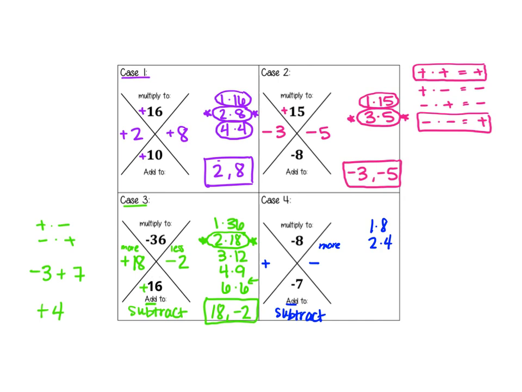Which pair of numbers could make 7? Which ones have a difference of 7? And that would be 1 and 8. So I know I need there to be more negatives this time for the answer to end up being negative. So the 8 is the negative one, and the 1 is my positive number. So positive 1 times negative 8 is negative 8, and positive 1 minus 8 is negative 7, or positive 1 plus negative 8. So the two numbers are 1 and negative 8.